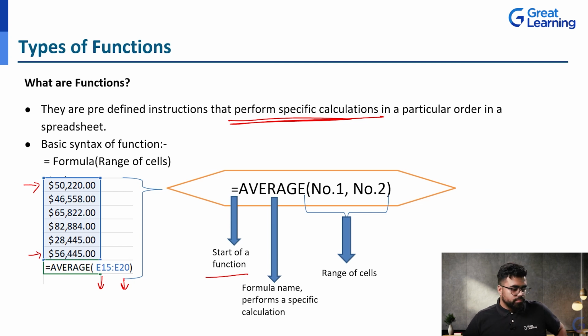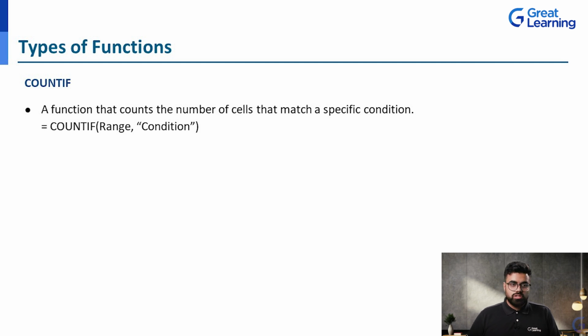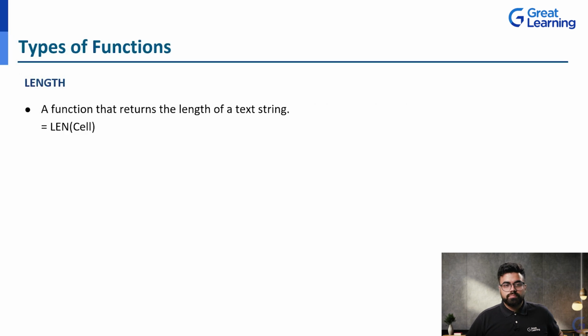Now let's look at the various types of functions. The first one is COUNTIF. What does this do? This function counts the number of cells that match a specific condition. The syntax is equals COUNTIF, open parenthesis, range, then condition. It counts the number of cells that are an exact match to that condition and gives you the number of such counts.